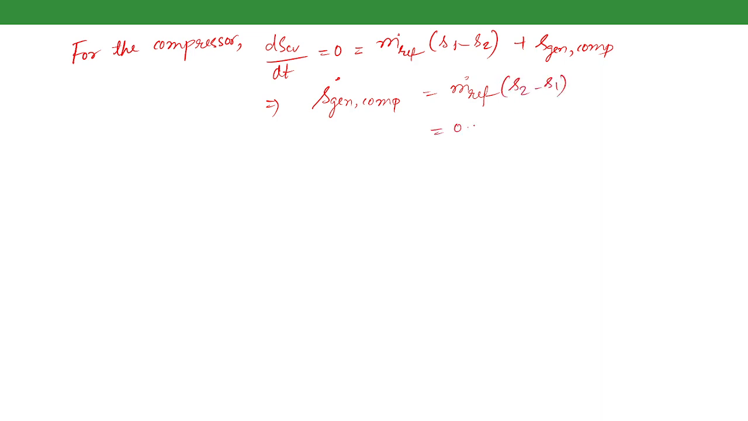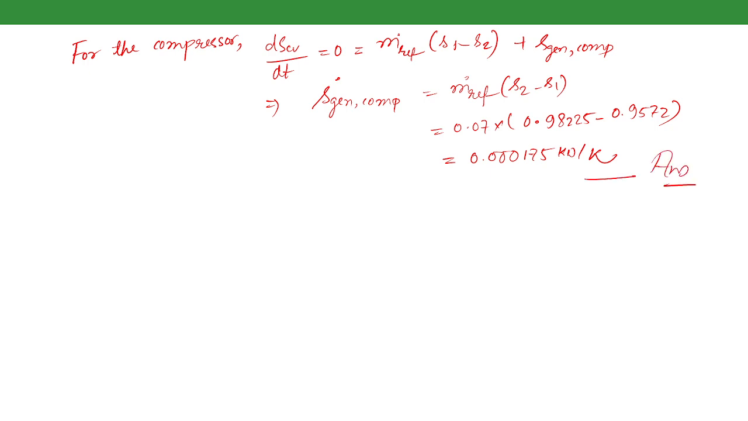So this is 0.07 multiplied by 0.98225 minus 0.9572. So this value comes out to be 0.000175 kilowatt per Kelvin. So this is the entropy production rate for the compressor.